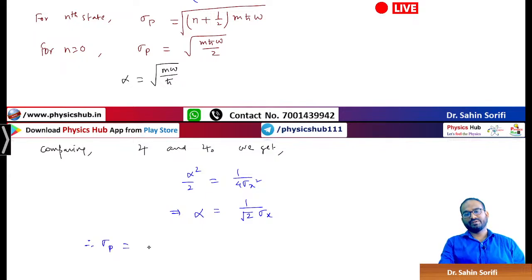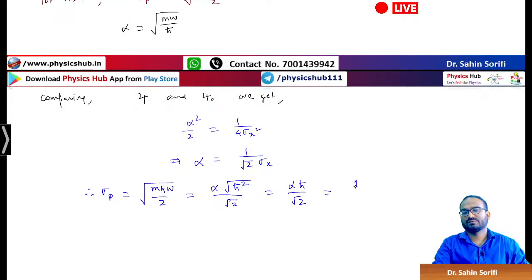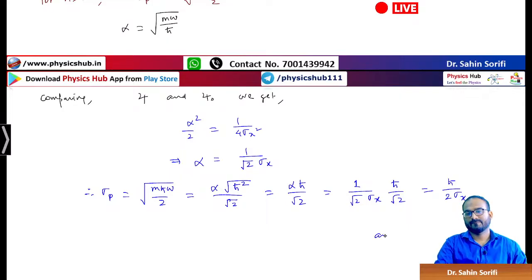Therefore spread we know that is square root of m h cut omega by 2. This is what you have to find out. Now alpha is equals to square root of m omega by h cut. So square root of m omega is equals to alpha root h cut, isn't it? Alpha root h cut, and h cut was already there, so h cut square divided by root 2. So alpha h cut by root 2. Alpha is equals to 1 upon root 2 sigma x, and h cut is h cut. So h cut by 2 sigma x.